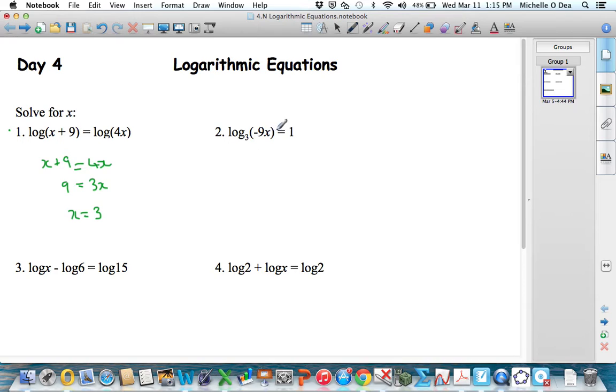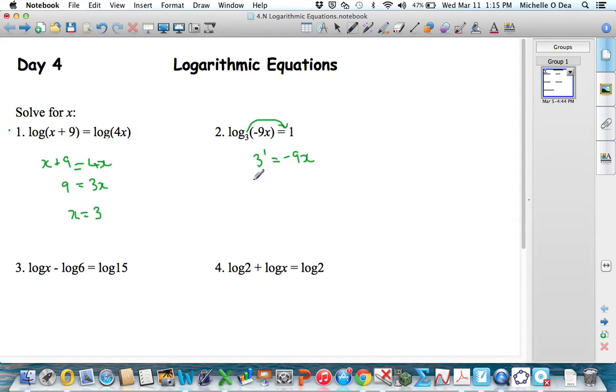Okay, so a slightly different looking question because there's not a log on both sides. Now, if there's not a log on both sides, there's two ways that you can do it. The first way is to actually rewrite it as an exponential. So we have the base of the log is 3, and then remember we raise that to the power of the answer. So what I know is 3 to the power of 1, of course we don't need to write that 1 in, must be equal to what you take the log of, so minus 9x. And now it's just a simple equation that you know how to solve.